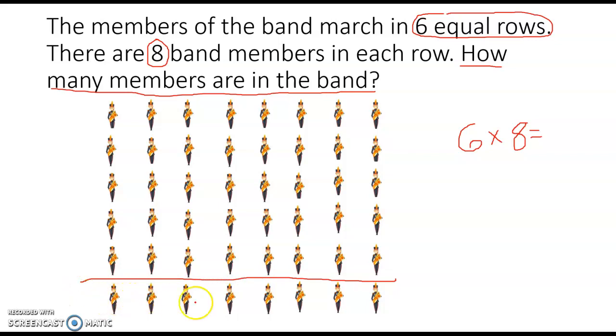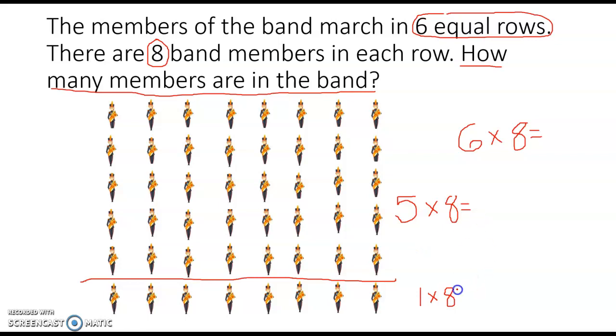Down here I have 1 row with 8 in each row, or 8 in the row. So 1 times 8. And then this one, now I have 5 rows, and we know it's so easy to multiply by 5s because we can count by 5s. So I've used the distributive property and I've broken this problem up into 2 facts.